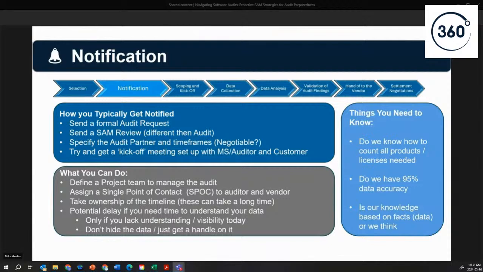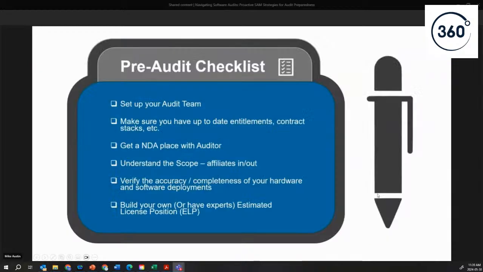Okay. Say, don't hide the data. Don't start installing or doing things that are against your contract. You just want to get a handle on it. Okay. So at this point in time, it's like, do we know all the products? Do we have the licenses? Do we have 95% accuracy? Is our knowledge based on data, or is it based on we think? And if it's based on we think, that's a problem. And I see that quite a bit, actually. We think it, yeah. Okay.